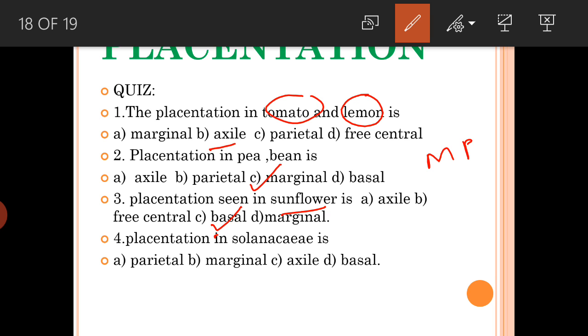The fourth question is the placentation seen in Solanaceae. In the Solanaceae family, tomato belongs to the Solanaceae family. So here, a Chinese likes the tomato. So it belongs to Solanaceae. What type of placentation is it? It is axile placentation. So this trick will definitely help you to face your competitive exams.